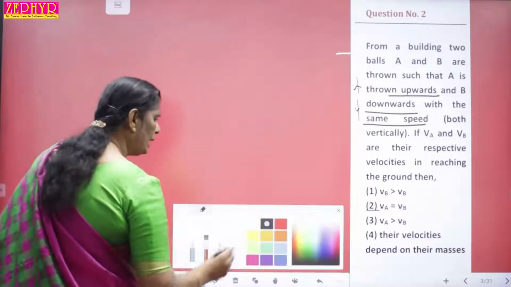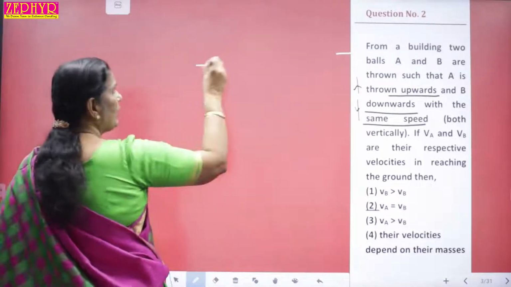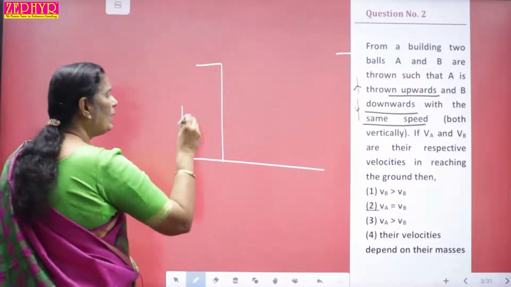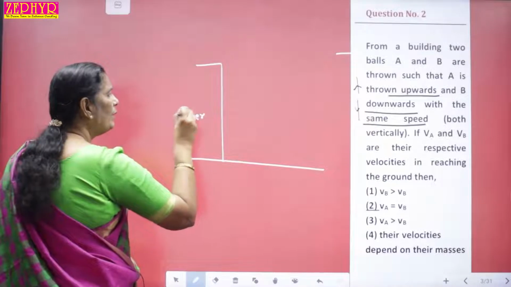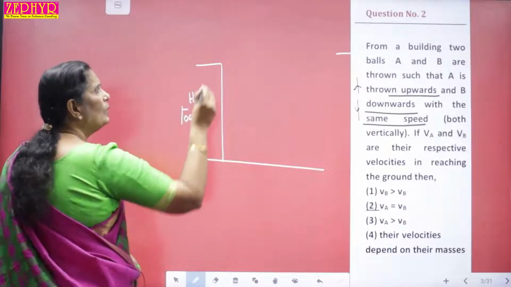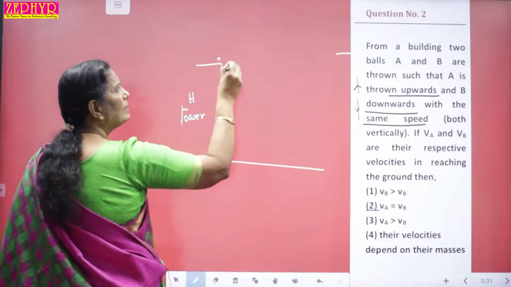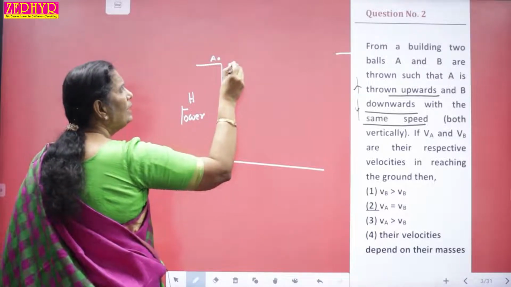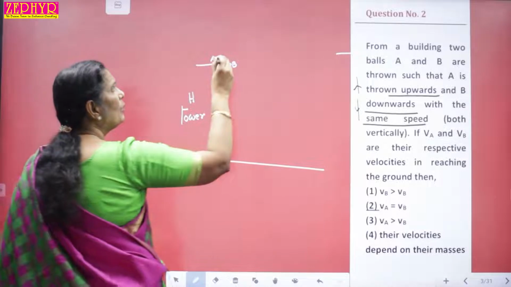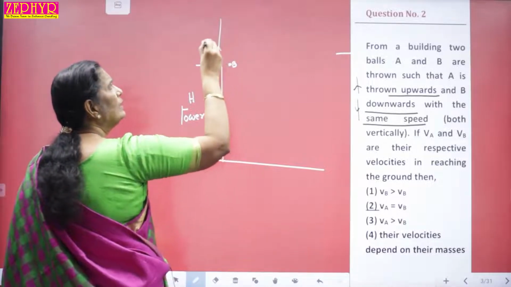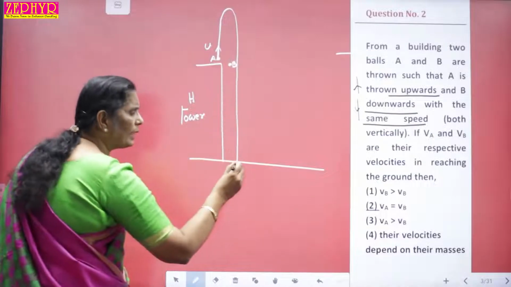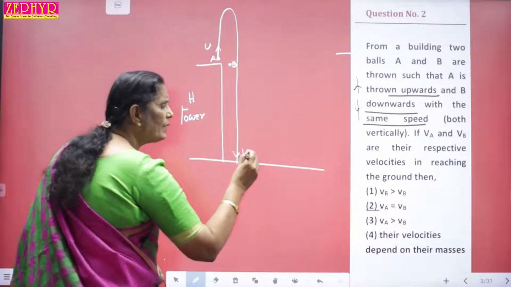Start by drawing the diagram like this. So this is our height of the tower, we call it H. We have two particles, one is A, the other one is B. Now A is thrown vertically upwards with the velocity U. It reaches the highest point and will come down like this. So here the velocity is VA.